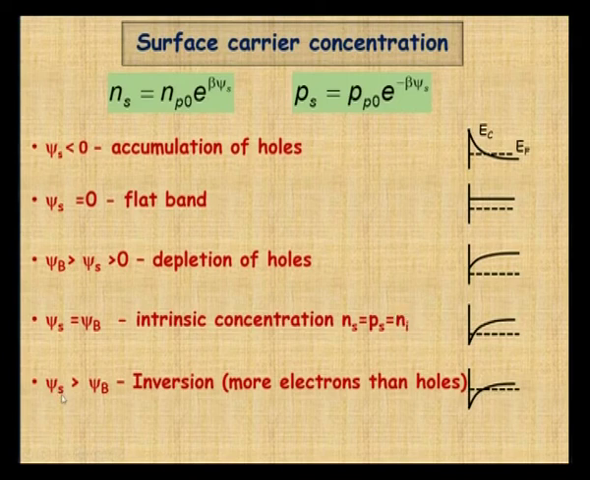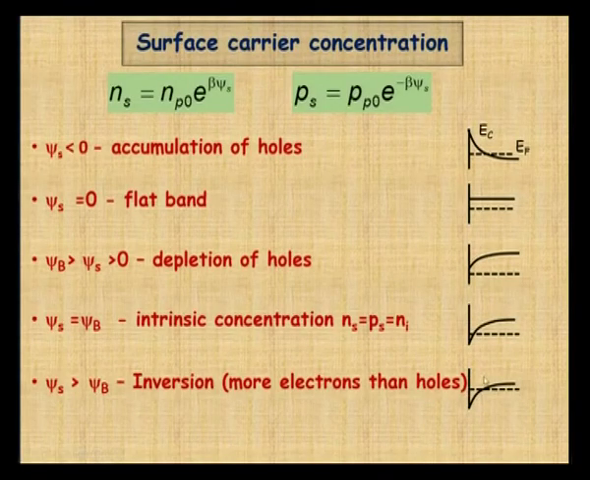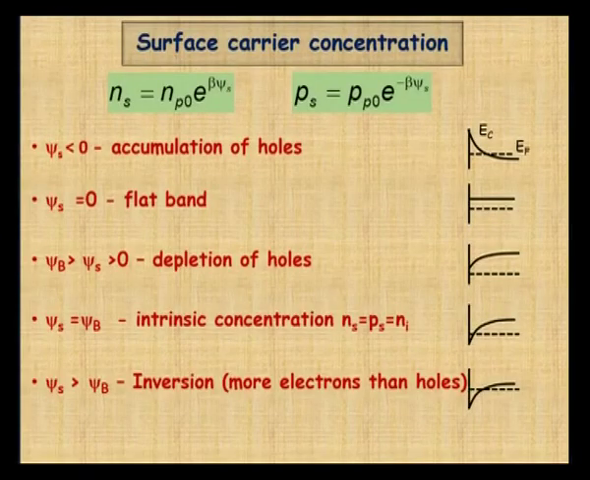This is when psi s is greater than phi b: inversion, with more electrons than holes, that is, more minority carriers than majority carriers. This is how the energy band diagram looks for different psi s. So by varying the surface potential psi s, we can vary the energy band diagram, and we can get the accumulation, flat band, depletion or intrinsic, or inversion mode. All this can be varied with the help of the surface concentration.